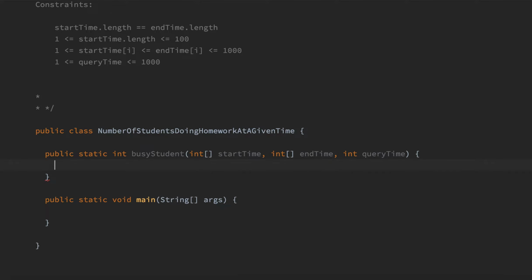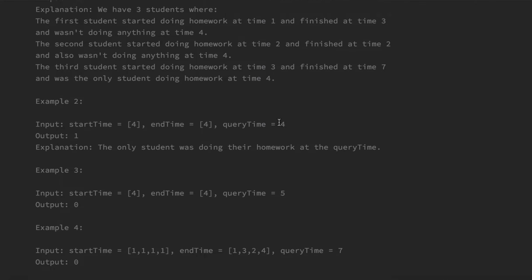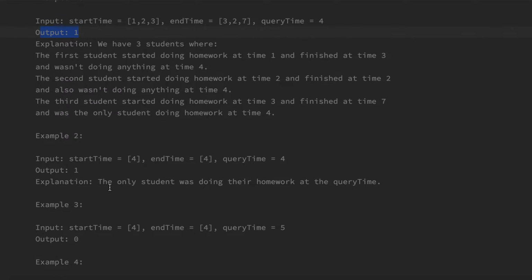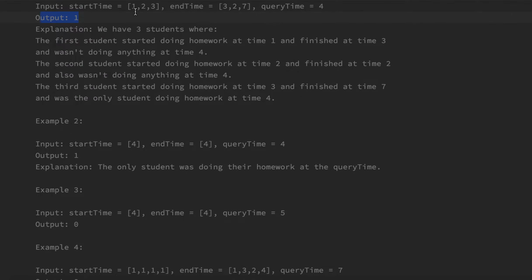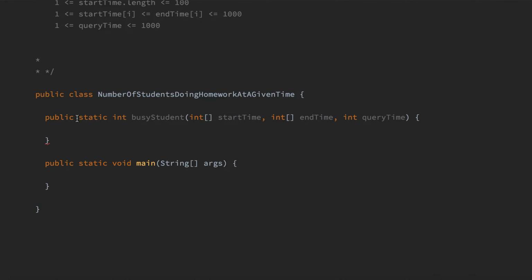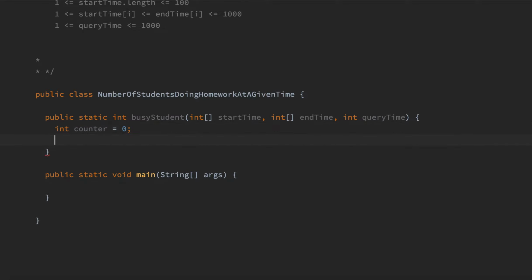So looking at this problem, the first thing that really strikes me, and looking at this example up here, is that these outputs are basically counters. We're counting each time one of these students in the arrays has a query time of 4. So for example, down here, this one student has a start time of 4 and an end time of 4, and so in the query time of 4, that counter is going to be 1, or the output. So we can start by creating a counter down here. We're going to set it to 0.